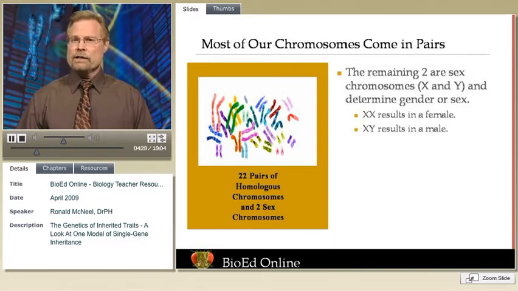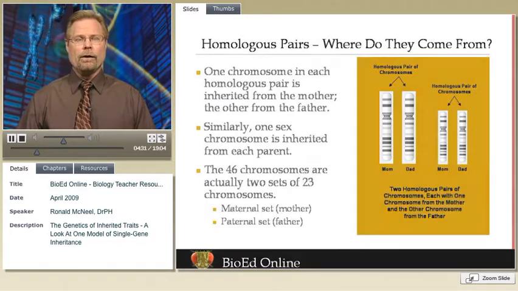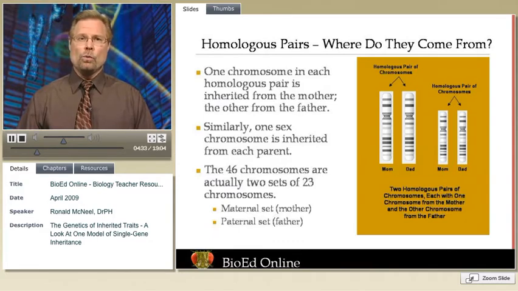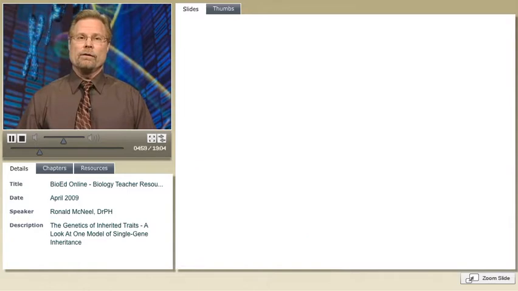Where did these homologous chromosomes come from? We inherit 1 chromosome in each homologous pair from our mother, the other from our father. Similarly, we inherit 1 sex chromosome from each of our parents. In other words, our 46 chromosomes are actually 2 sets of 23 chromosomes, a maternal set from our mother and a paternal set from our father.